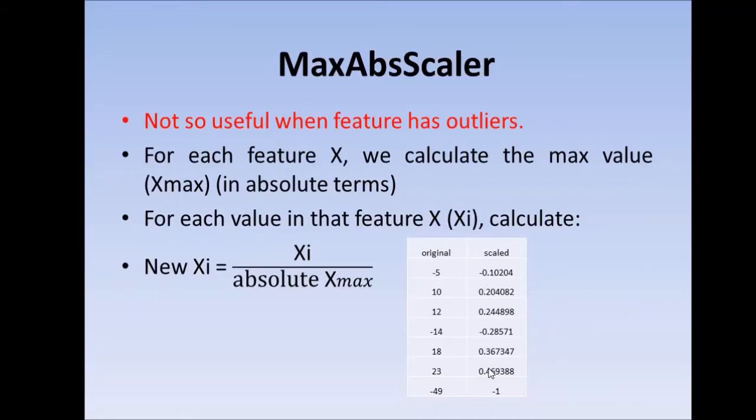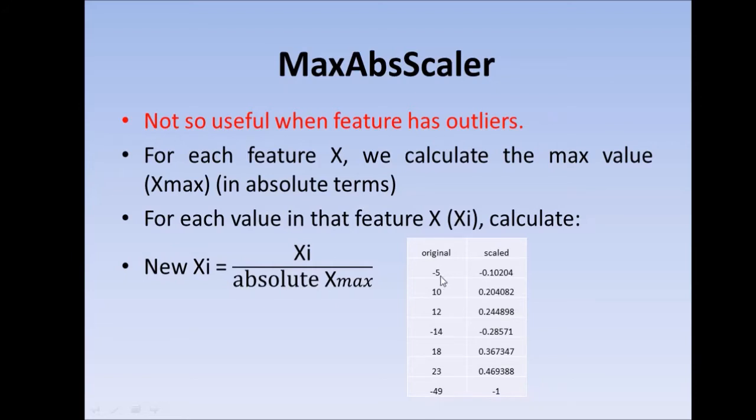Now, MaxAbs Scaler is also not so useful when we have outliers in our data. What is actually meant by MaxAbs Scaler? It is scaling by the maximum. Max is maximum, abs is absolute, and scaler is the scaler. So for each feature X, we are calculating the maximum absolute value of that feature.